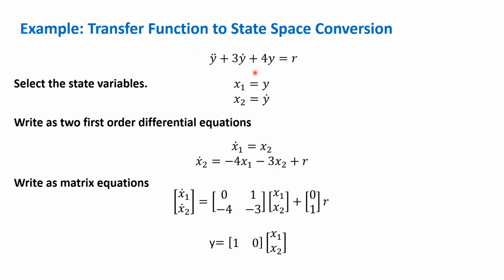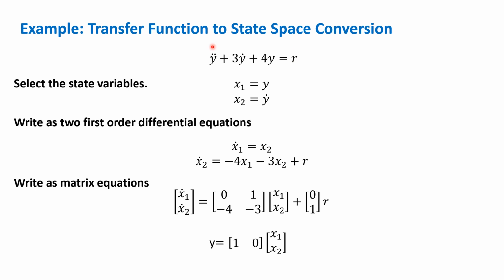Now we want to select our state variables, and typically we'll use x1 and x2 to represent our state variables. So let's let x1 be y and x2 be y dot. So you take x1 dot, that's y dot, equals x2. So let's write these as two first order differential equations.